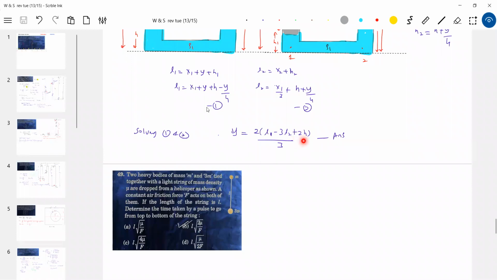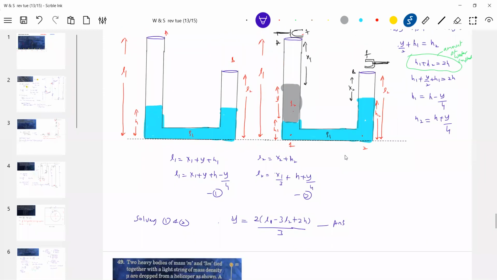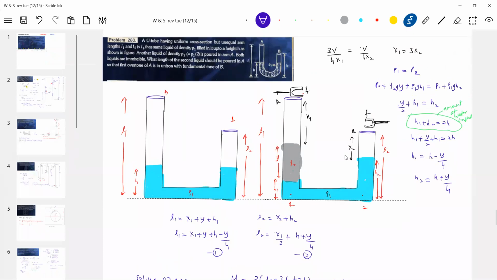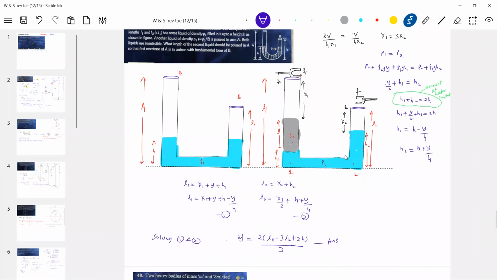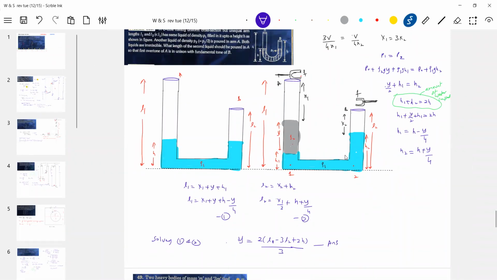I'll upload one assignment. Sir, I'm getting infinite solutions. Sir, I'm also getting the same. Infinite, huh? Sir, it is getting cancelled. We get a relation entirely between L1, L2 and H. Where are we doing wrong then? I have to check all my mathematics.